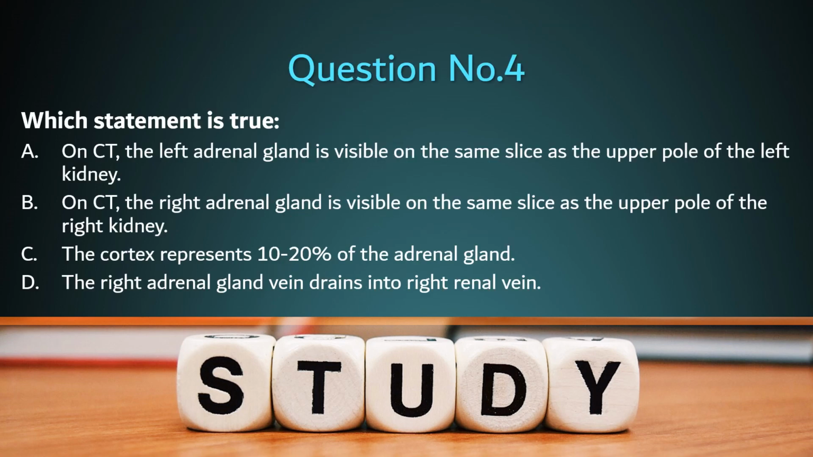Question number 4. Which statement is true? A, on CT, the left adrenal gland is visible on the same slice as the upper pole of the left kidney; B, the right adrenal gland is visible on the same slice as the upper pole of the right kidney; C, the cortex represents 10 to 20% of the adrenal gland; or D, the right adrenal gland vein drains into the right renal vein.